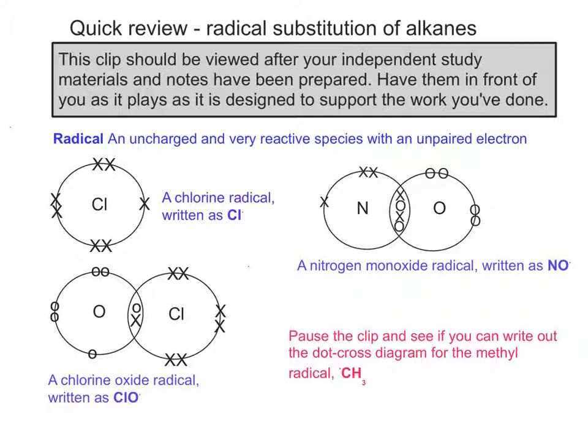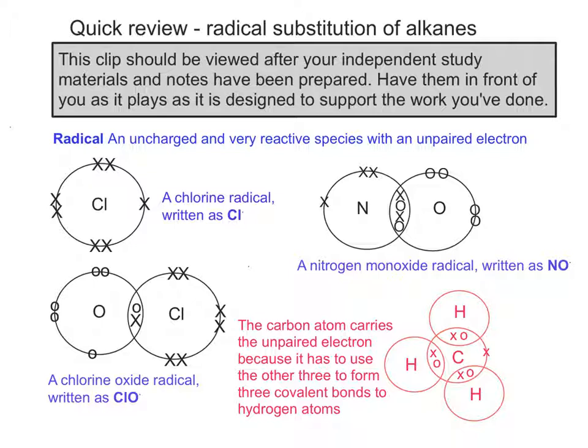So why don't you pause the clip and see if you can write out the dot-cross diagram for the methyl radical, which is CH3 dot. So you need to think carefully about which atom could have an unpaired electron in this radical. So hopefully you came up with something like this. The carbon atom carries the unpaired electron, but it has to use the other three to form three covalent bonds to hydrogen atoms. Remembering obviously that carbon has 4 electrons in its outer shell.